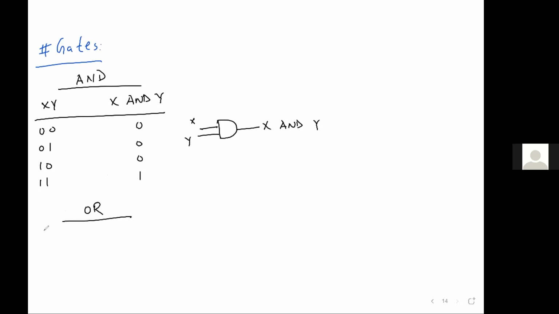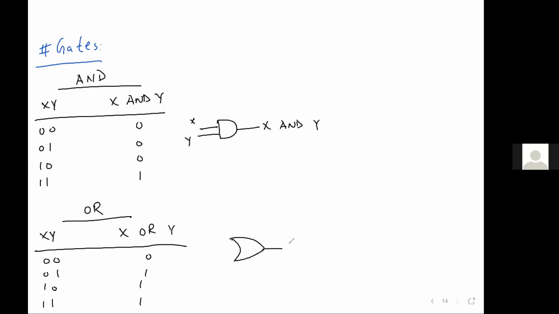Similarly, let us go for OR, X Y, X or Y. So 0 0 you will get 0, 0 1 gives 1, 1 0 gives 1, and 1 1 is also 1. And how will it look? It will look something like this. You have definitely two inputs, X and Y.